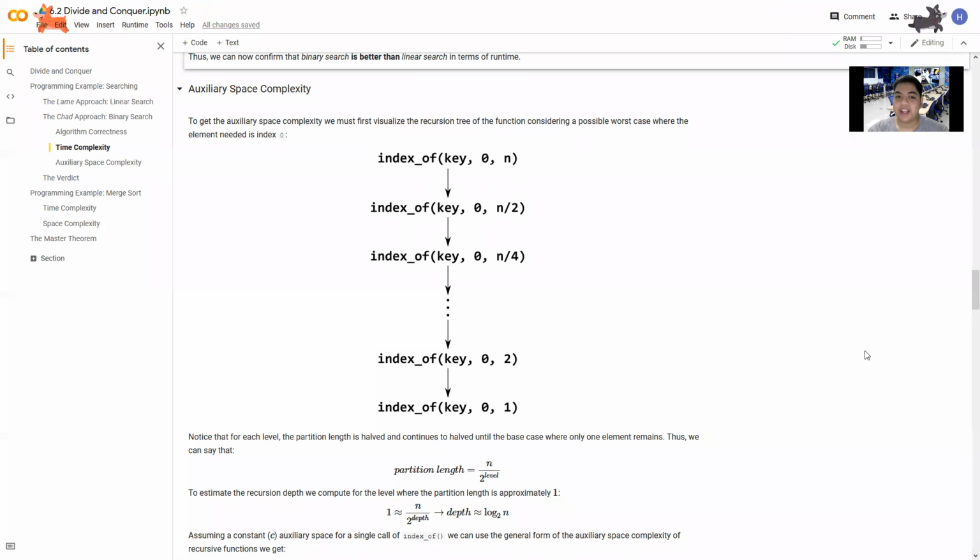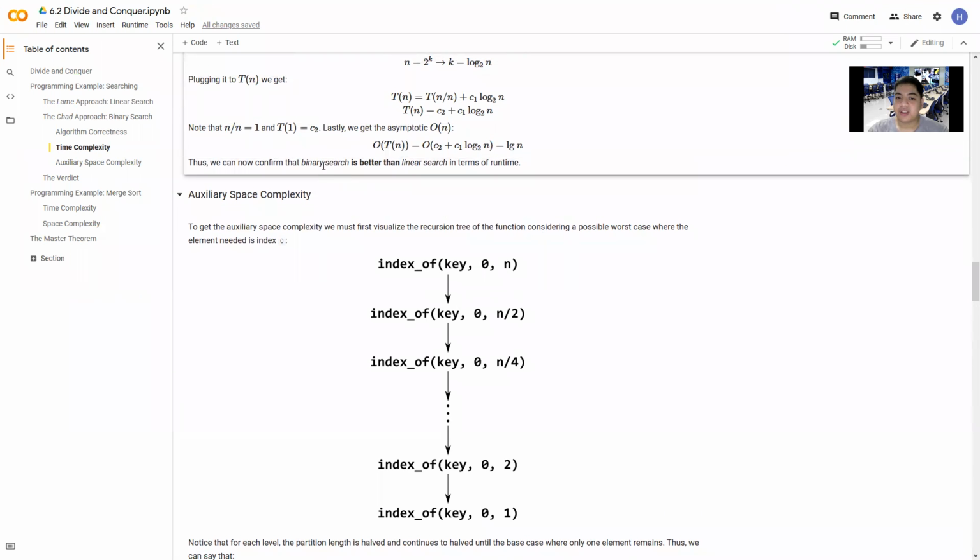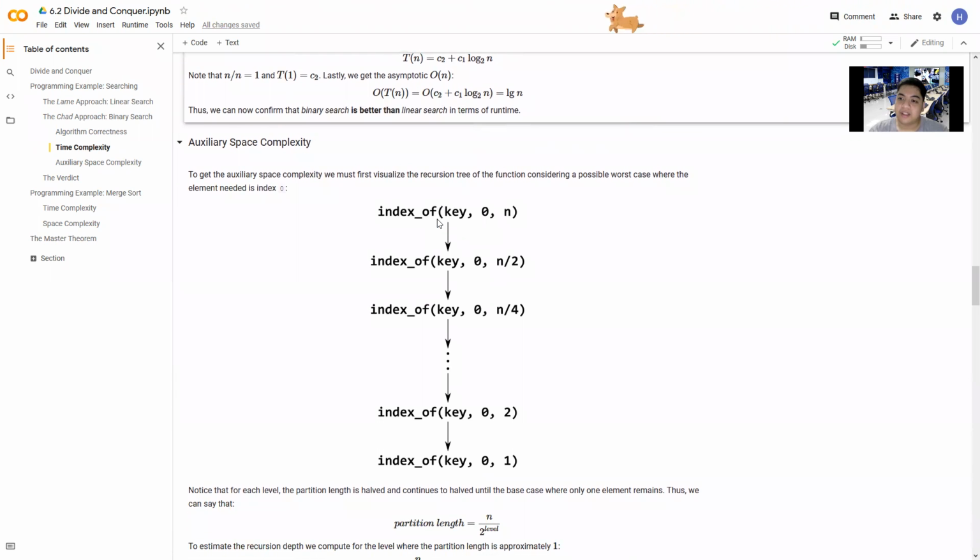Okay, so in the previous video, we learned that binary search is better than linear search in terms of runtime. Actually, it's in the name. Binary search has a log of n runtime, and linear search has a linear runtime. Now let's look into the auxiliary space complexity of binary search.